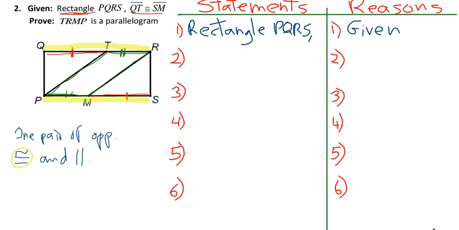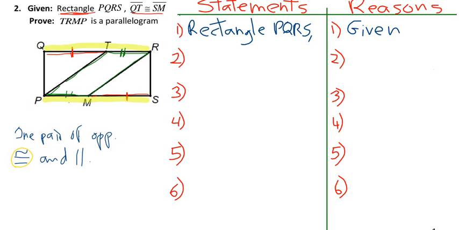And now we have to show that this pair, the same pair of opposite sides, are parallel. We already showed that they are congruent. We just need to show that they are parallel. And they will simply be parallel because they are part of the sides of the rectangle, which we know are parallel because a rectangle is also a parallelogram.